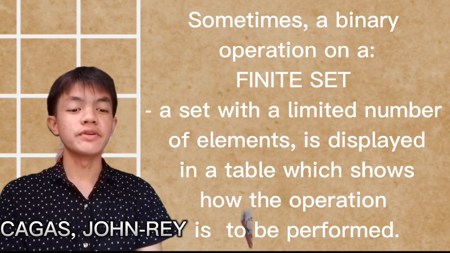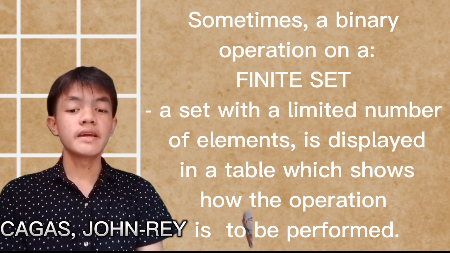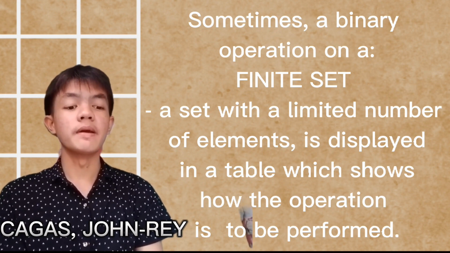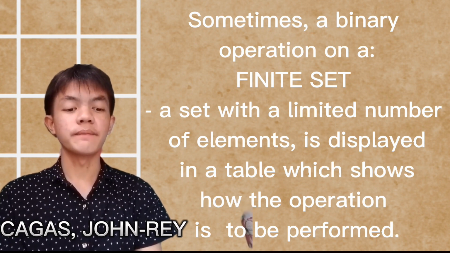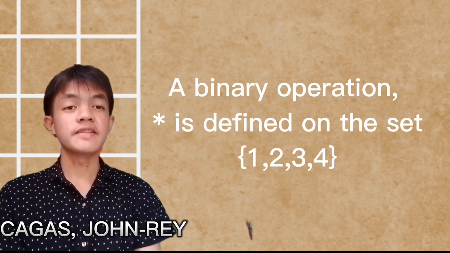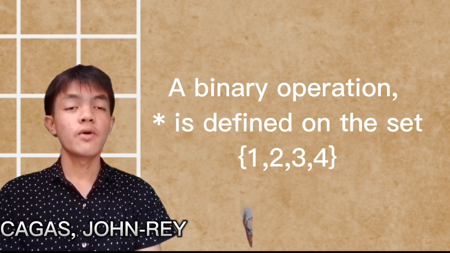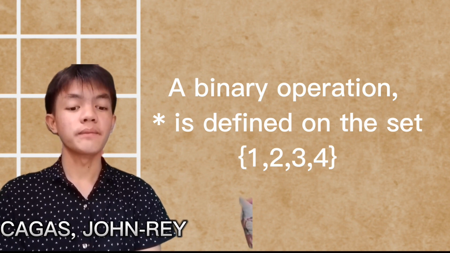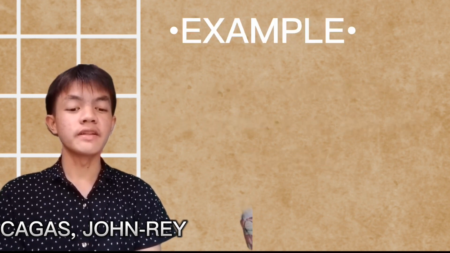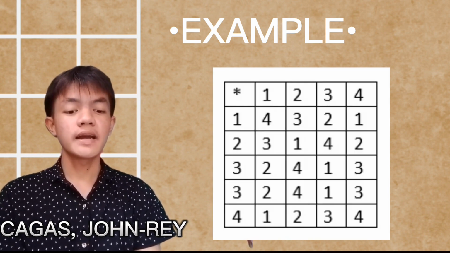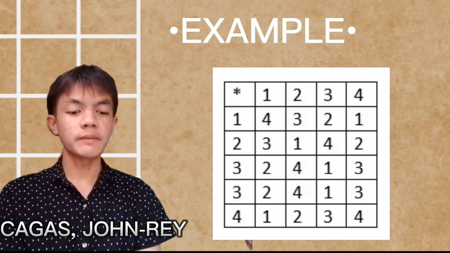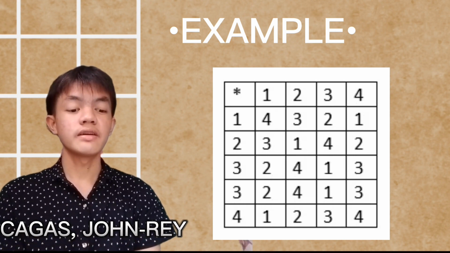Sometimes a binary operation on a finite set, a set with a limited number of elements, is displayed in a table which shows how the operation is to be performed. A binary operation star is defined on the set {1, 2, 3, 4}. An example of this is in the table. So to read the table, take the first value from the left-hand column and the second from the top row, and the answer is the intersection point.